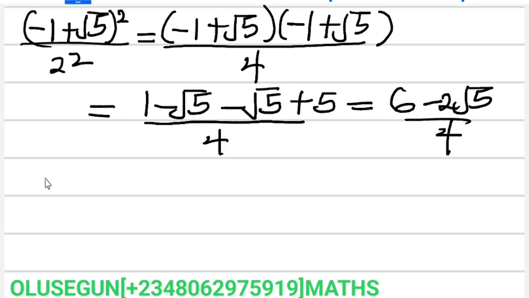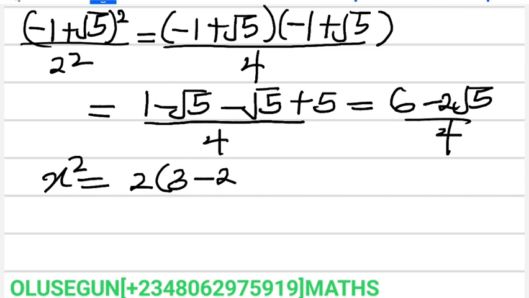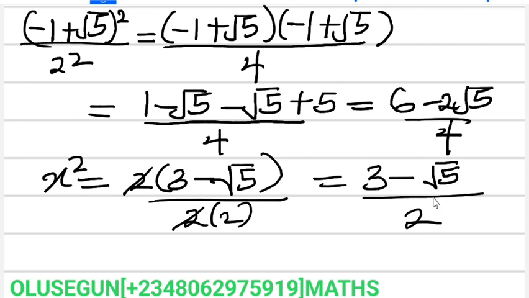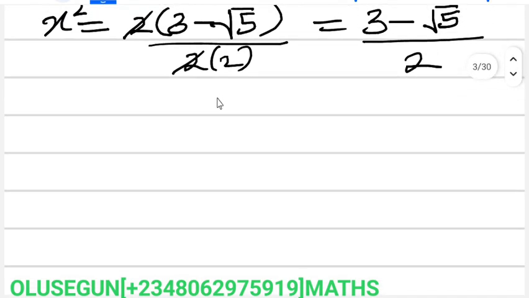So let's try to reduce the value of x squared. 2 is common. We have 2 times 3 minus root 5, because we have been able to reduce it by 2. So this will cancel this, meaning that x squared is 3 minus root 5 divided by 2. So this is the value of x squared. But what we need, the value is y. It is only the value of y that we need.